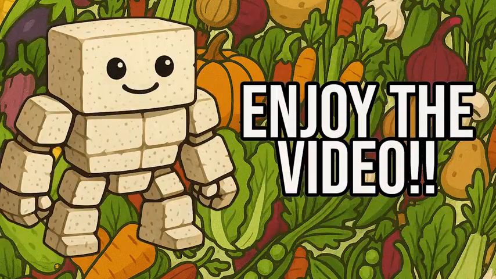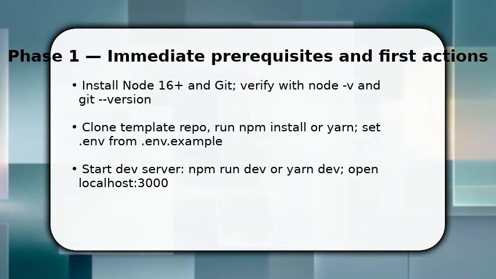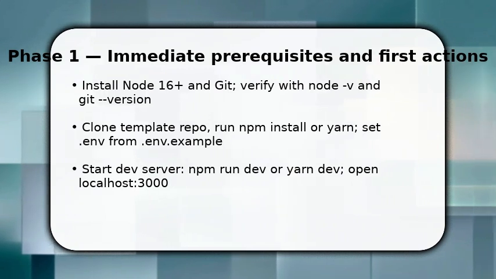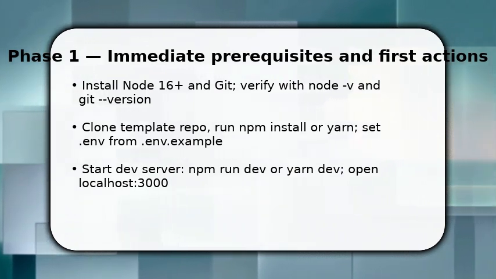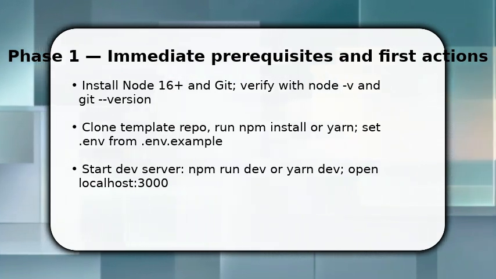Please enjoy the video. You start by ensuring the essentials are ready: Node 16+, Git, and a code editor. Clone the Creative Tim template repository, then run npm install or yarn to pull dependencies. This creates node_modules and links packages.